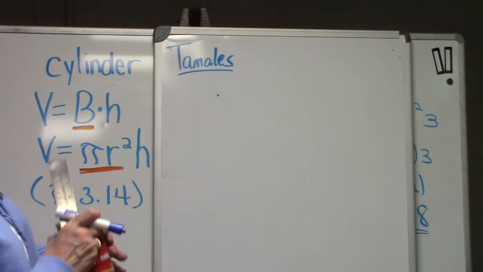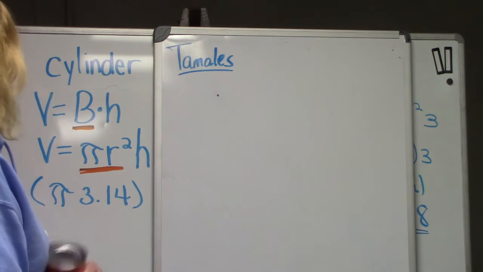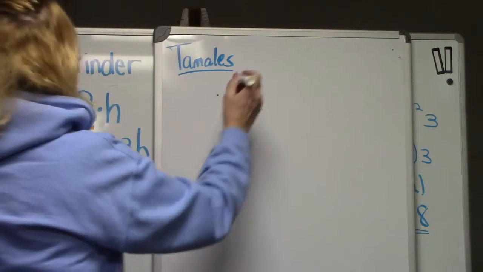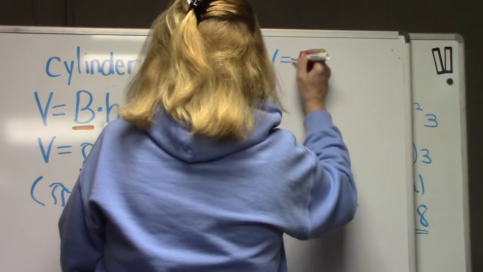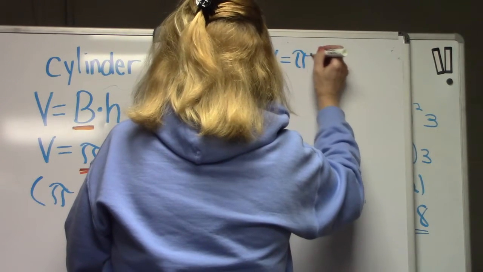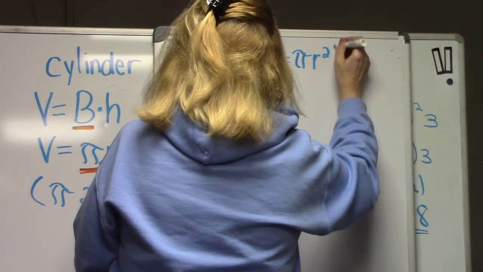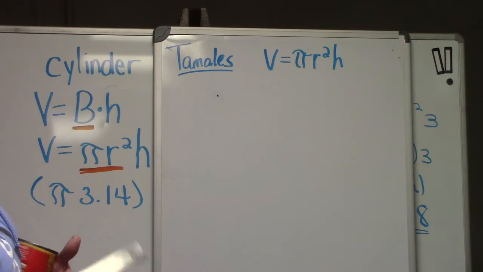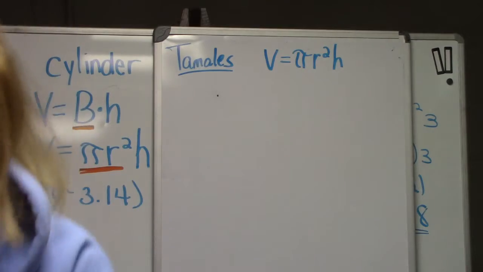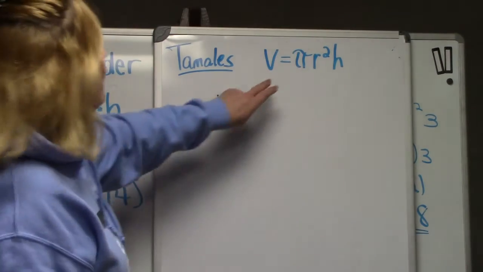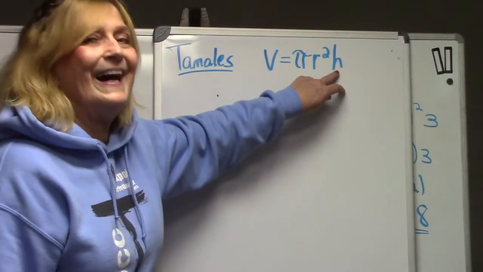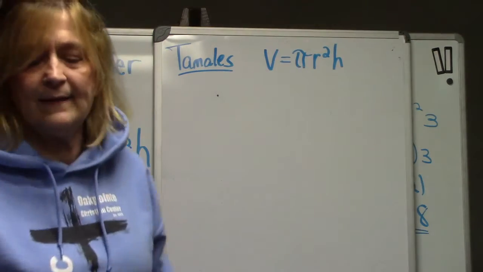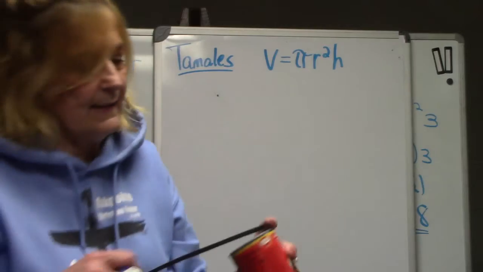So it's just easier to say volume equals pi r squared h, right here. Volume equals pi r squared, and the height. Did I say base last time? I think I did. I apologize. Volume equals pi r squared height. I think I said base last time, but it's height. All right, so let's measure our tamales.